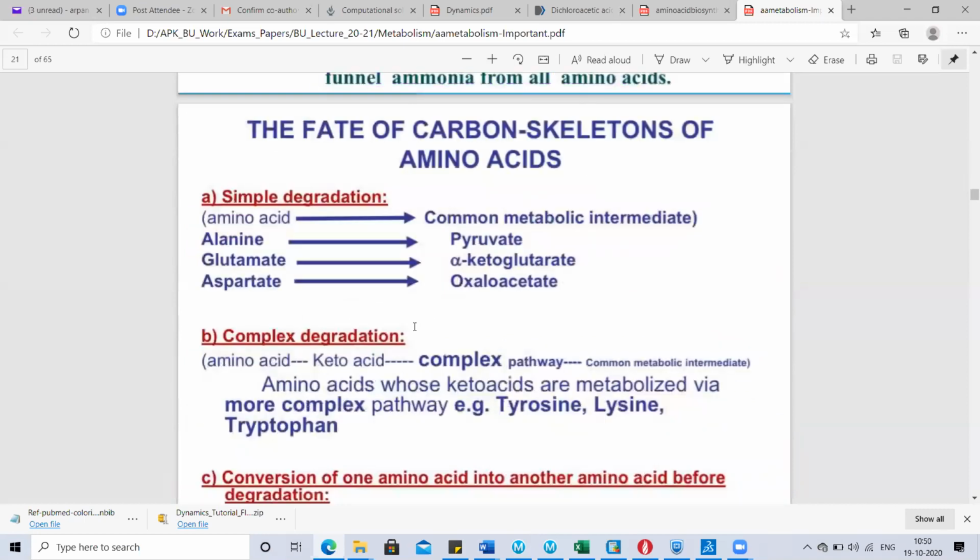And what happens to the carbon skeleton which is left after the transamination and deamination reaction? Like alanine, when it undergoes the transamination reaction, the skeleton left is pyruvate. Glutamate, when transaminated, gets converted into alpha ketoglutarate. Aspartate gets converted into oxaloacetate.